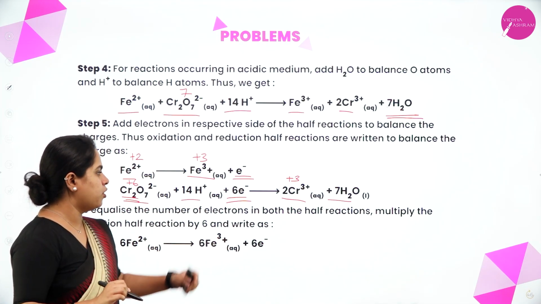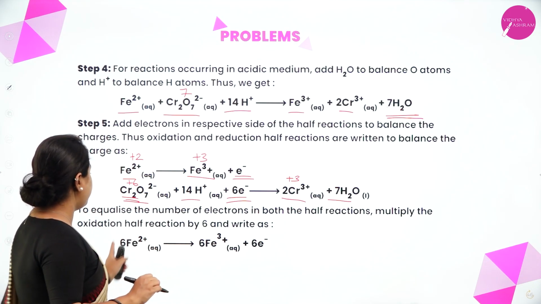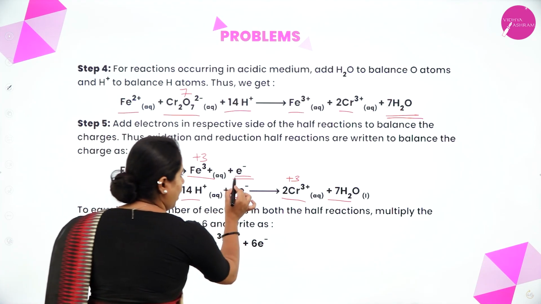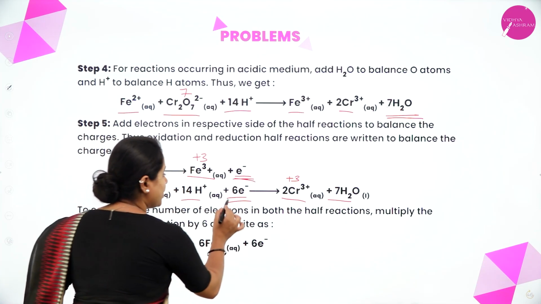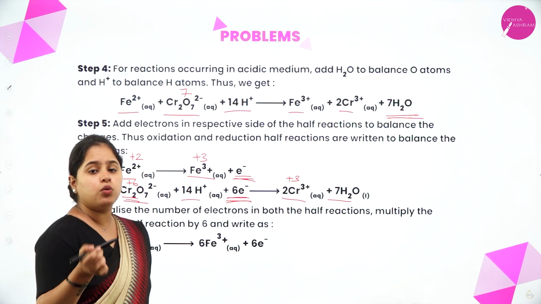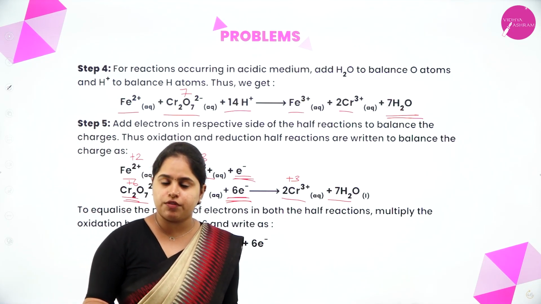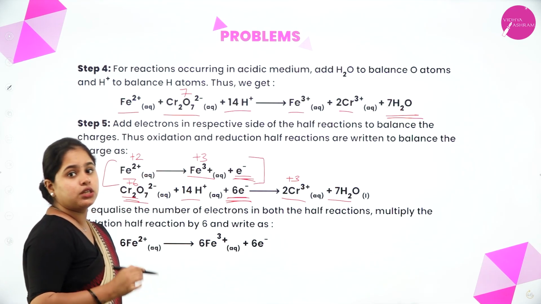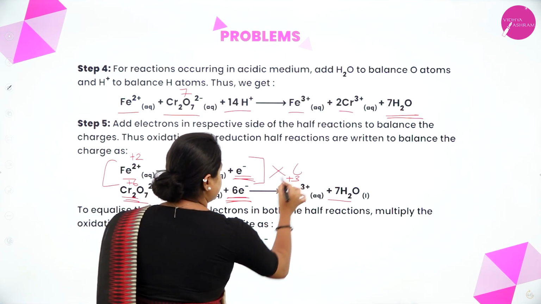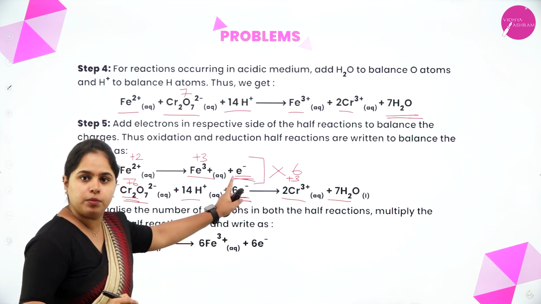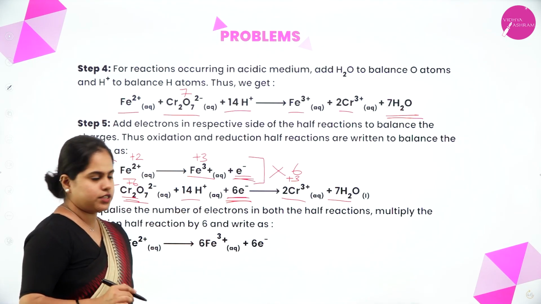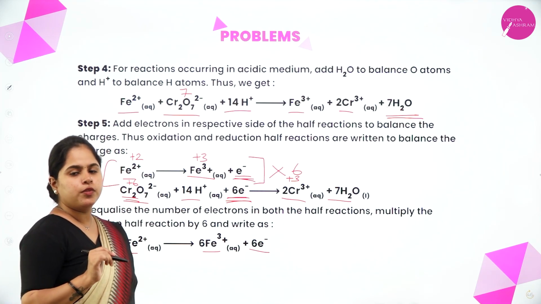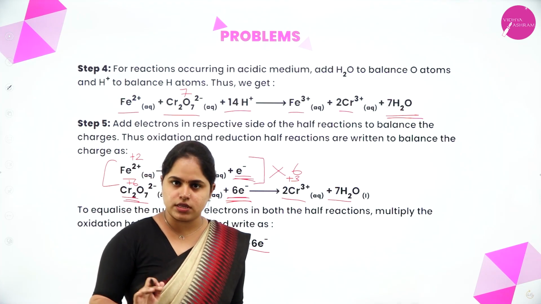Now to equalize the number of electrons in both half reactions, multiply the oxidation half reaction by 6. Here you can see only 1 electron, and here you can see there are 6 electrons. So to balance the number of electrons in the oxidation half reaction and reduction half reaction, you have to multiply the oxidation half reaction by 6, so that the number of electrons will be the same, 6 electrons here and 6 electrons here. So we will get 6Fe2+ gives 6Fe3+ and 6 electrons. Now the number of electrons is also the same, right?